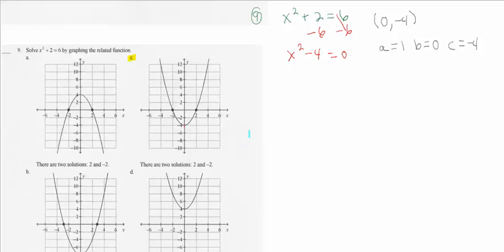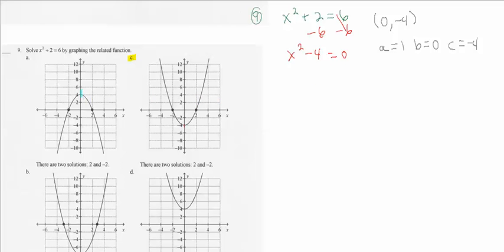Okay, on number 9, we need to put it in standard form, so I moved the 6 to the other side and made that a negative 6. I ended up with x squared minus 4 is equal to 0. My A is 1, my B is 0, my C is negative 4. This is in vertex form, so my x is 0, and my y is negative 4.